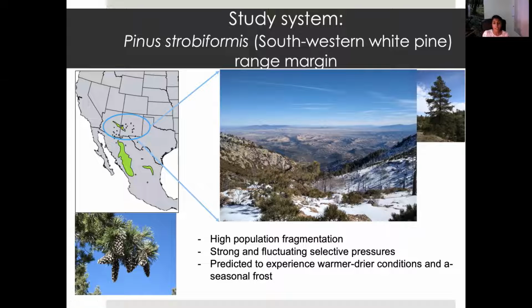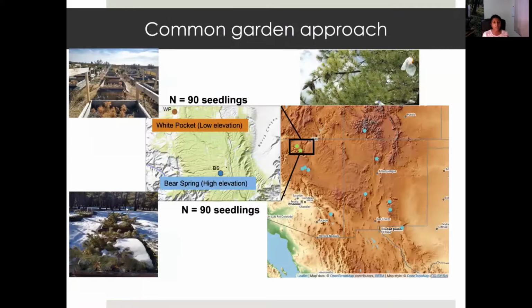Additionally, climate change predictions indicate that these regions will experience warmer and drier conditions, as well as increased frequency of aseasonal frost events. So altogether, it makes these populations an interesting system to ask questions about signals of adaptive evolution, but also to ask whether these populations have the potential to adapt to novel selective pressures that will be imposed by changing climatic conditions.